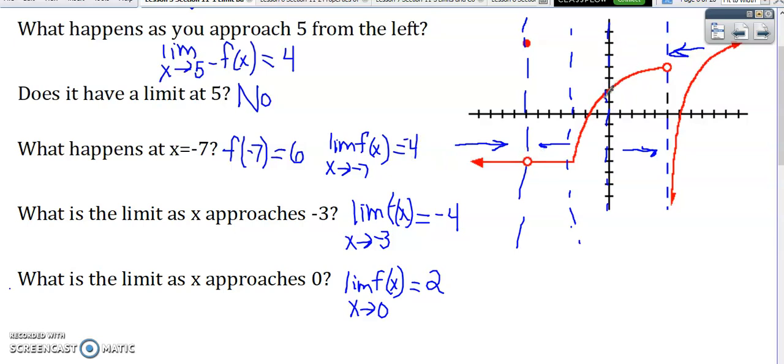Here, there was no hole. There's an actual value, and that value is the answer. So there was no difference from a limit perspective between there being a hole or not a hole, because the function is approaching that value from both sides. Just like with our n-gon problem, right?